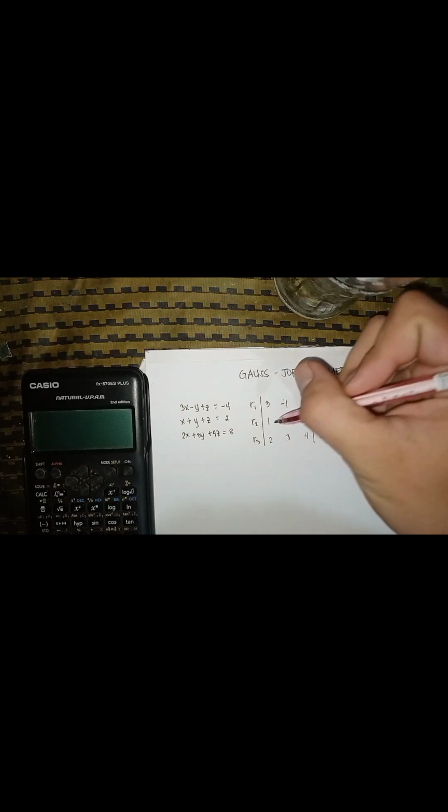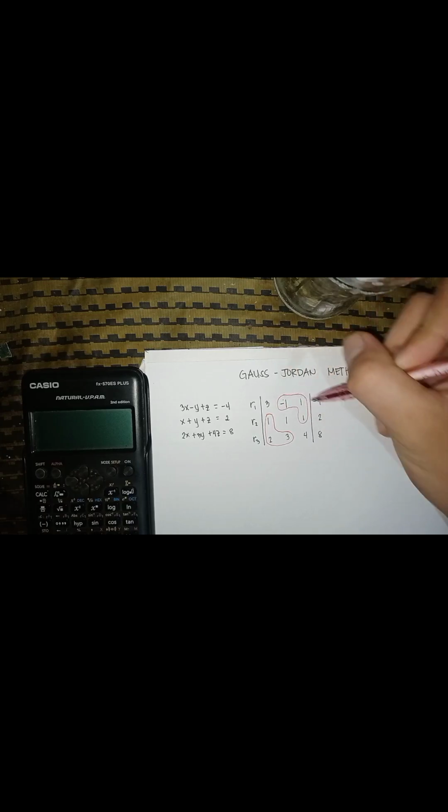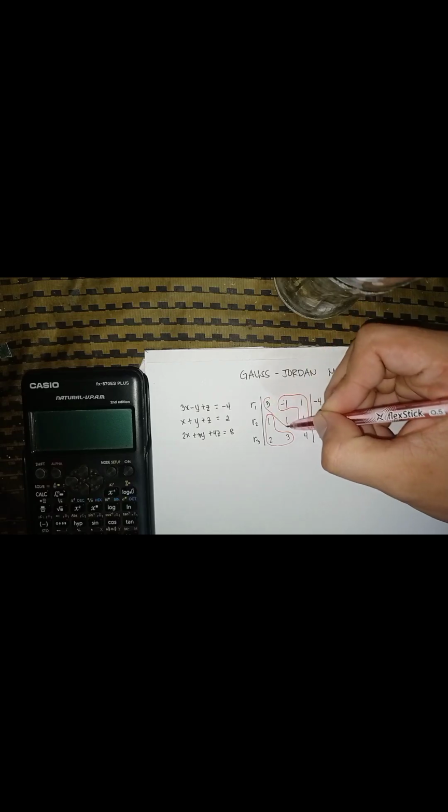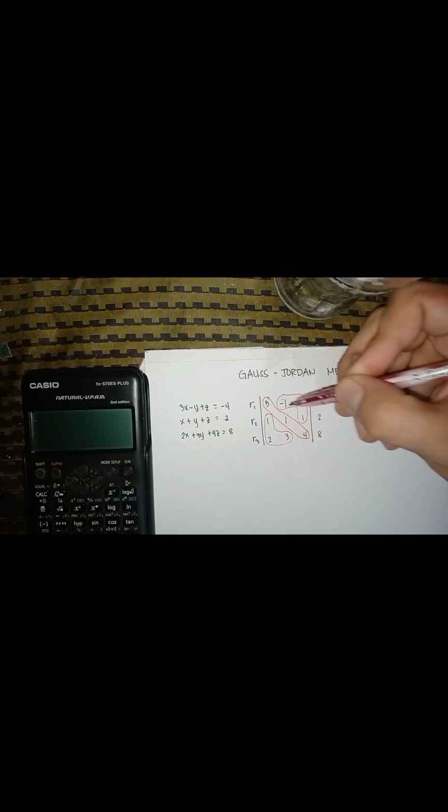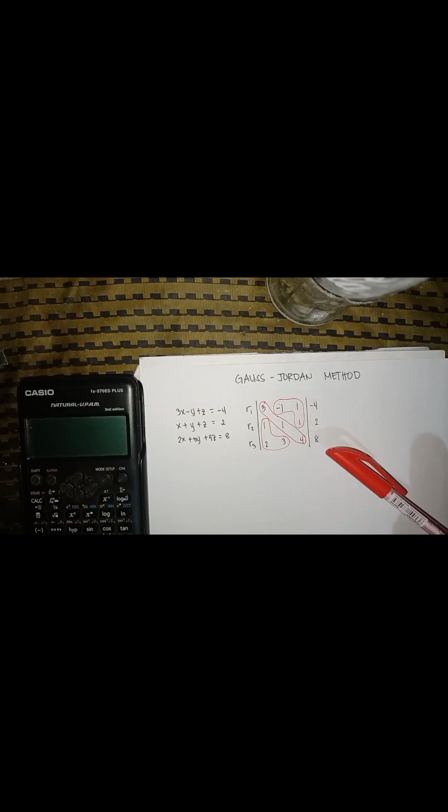Note that in the Gauss-Jordan method, we have to make this a 0 and this a 0. And here in the middle, we have a diagonal. We have to make this a 1. In short, our goal here is to have an identity matrix, meaning 1, 0, 0, 0, 1, 0, 0, 0, 1. So that is an identity matrix.